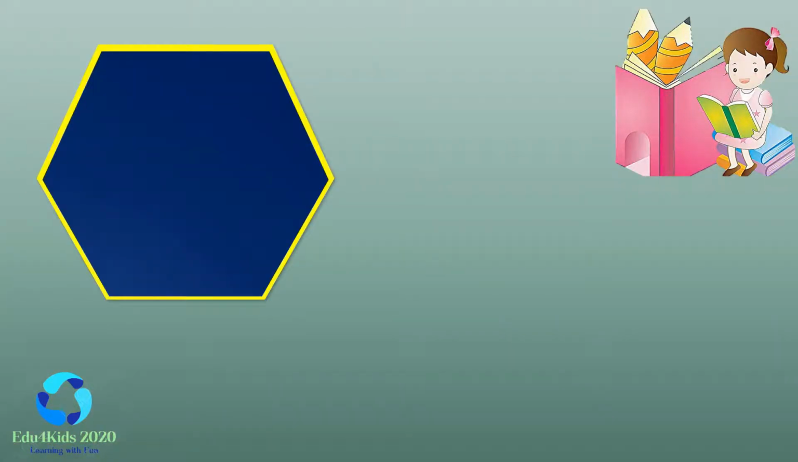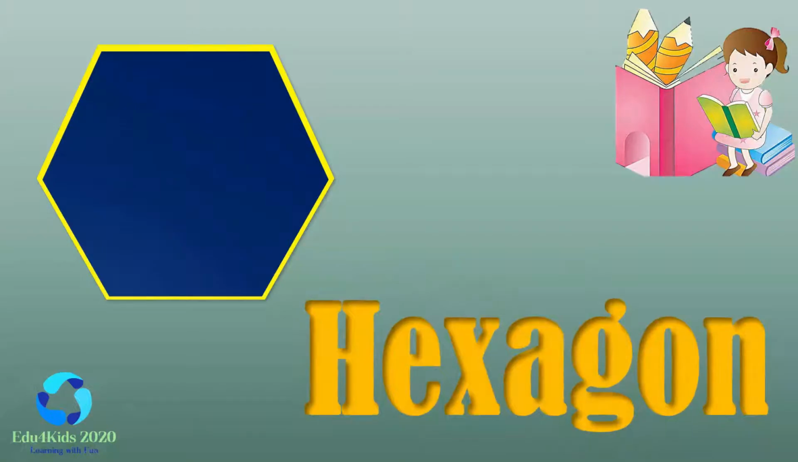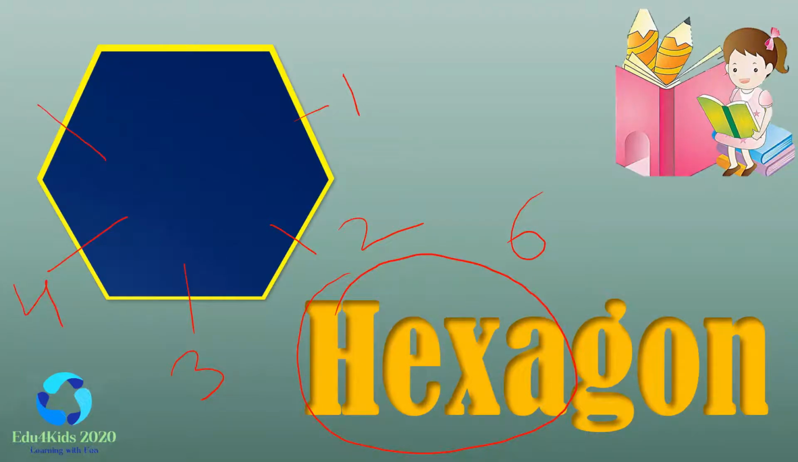This shape is called hexagon. Hexagon, like the name says, hexa. Hexa means six. So hexagon have six sides. 1, 2, 3, 4, 5, and 6. So you can remember easily. If hexa is there, it means six sides. So hexagon have six sides.